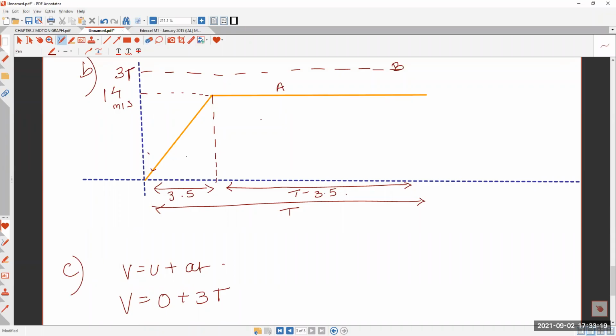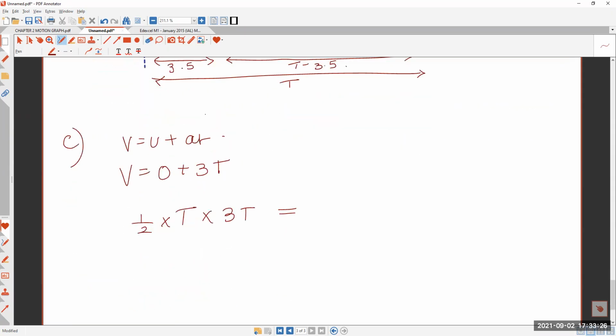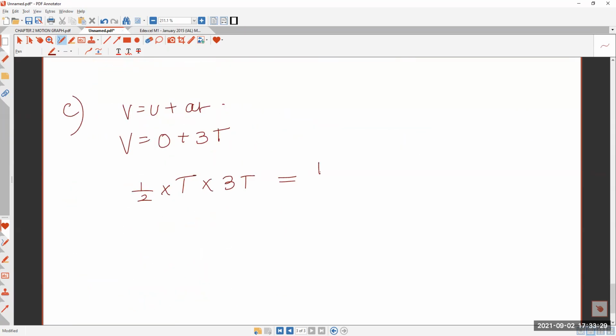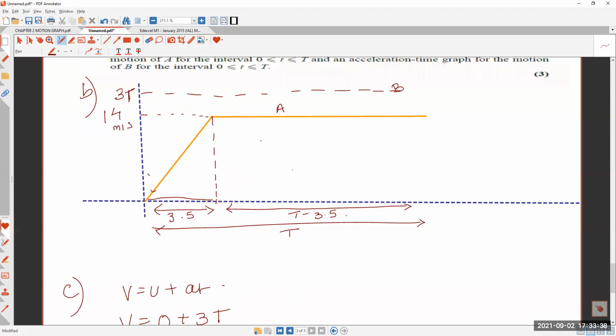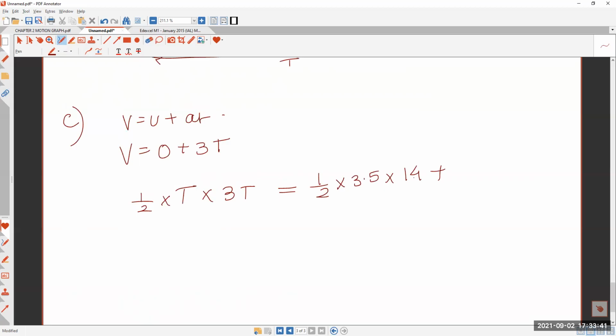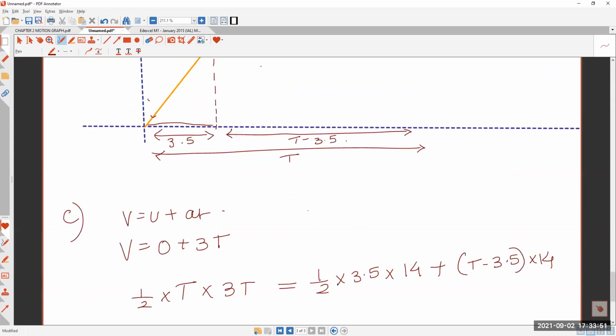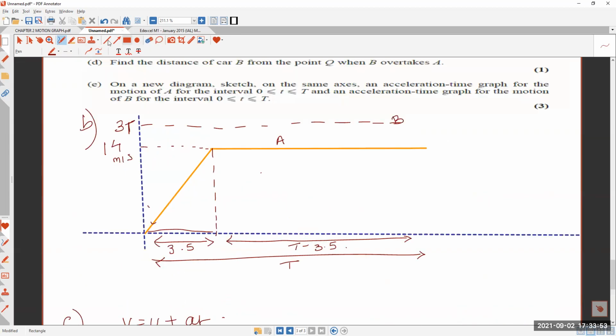Can you see this yellow part? What is the half base, and what is the height? The height is 14. The base is 3.5. So the area of the blue region is equal to the area of the yellow triangle, half into 3.5 into 14, plus a rectangle. For the rectangle, what is the length? t minus 3.5. The height is 14. Both the areas, yellow and blue, are equal to each other.